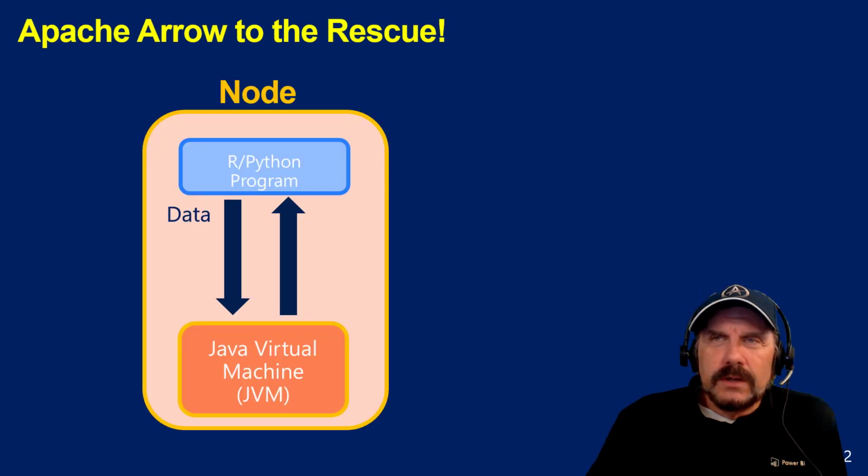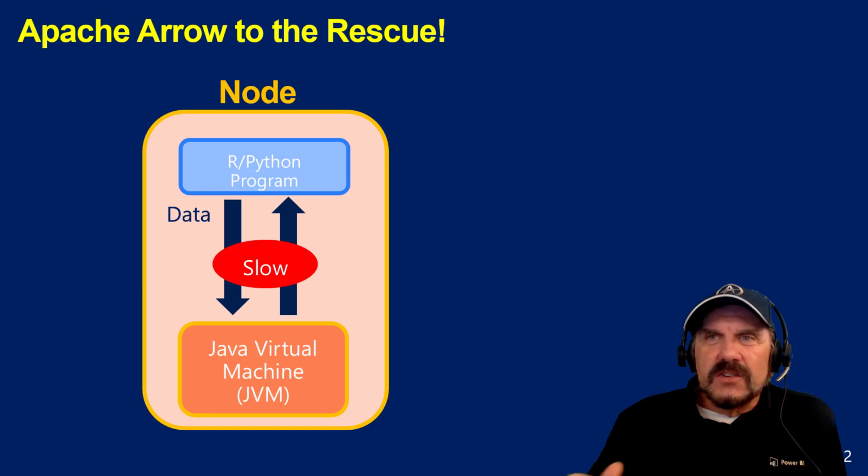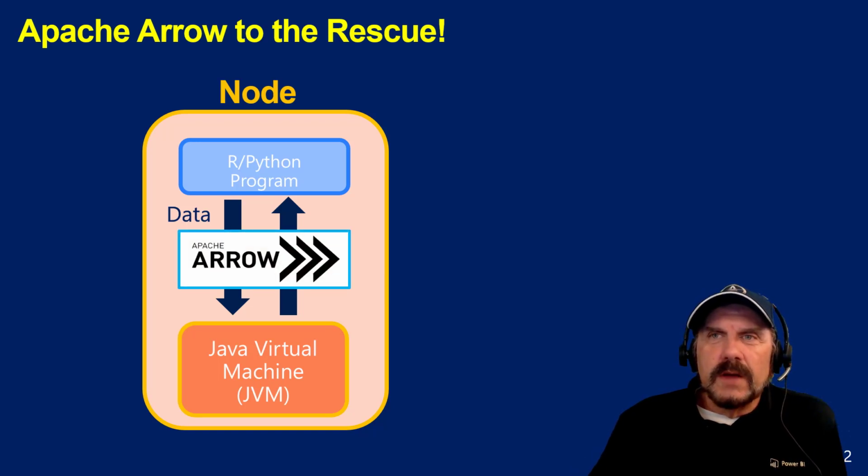So look at this a little more closely to kind of restate what I'm saying. When we look at the Java virtual machine working in R and Python, this data going back and forth, it's slow, but once it's replaced with Arrow, we don't have to worry about this.